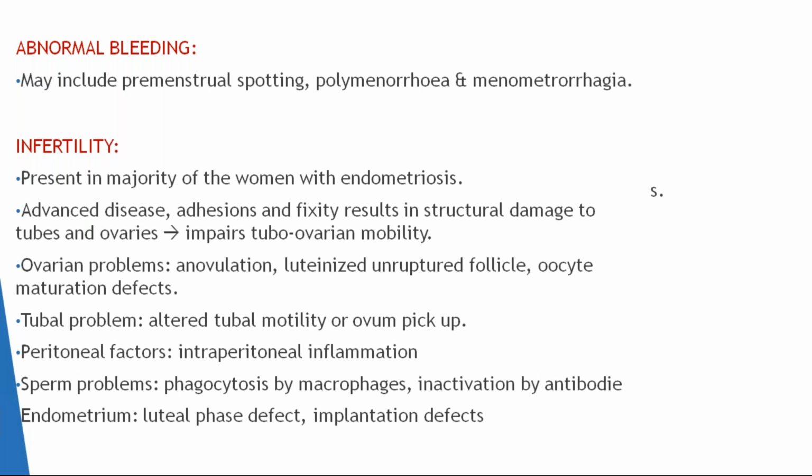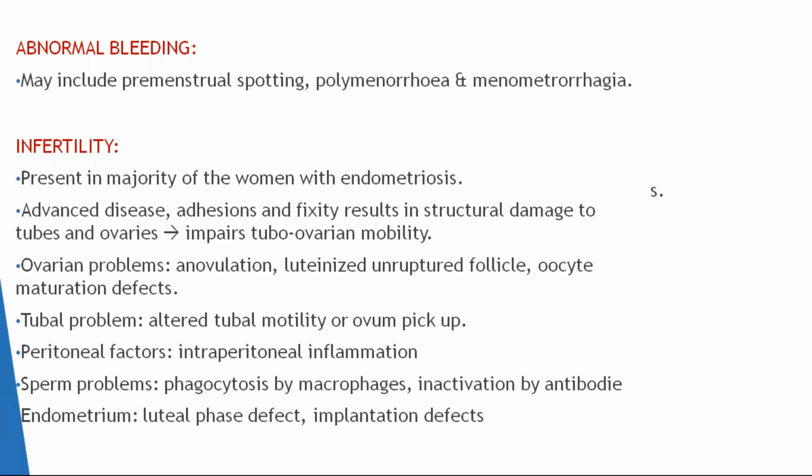So in advanced disease, adhesions will be present, and there will be fixity resulting in structural damage to the two main organs which play a role in fertilization, tubes and ovaries. So this impairs motility of the tubes and ovaries, thereby failing motility of ova and sperm and fertilization. And also ovarian problems: if the ovary is involved, it may lead to anovulation or luteinized unruptured follicle and oocyte maturation defects. If the tube is affected, there will be altered motility. Tubal motility failed means there will be failure in ovum pickup and infertility.